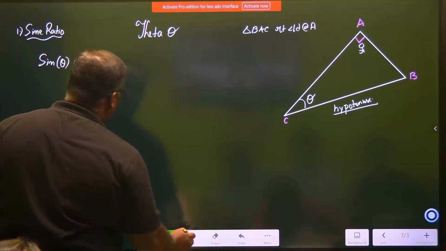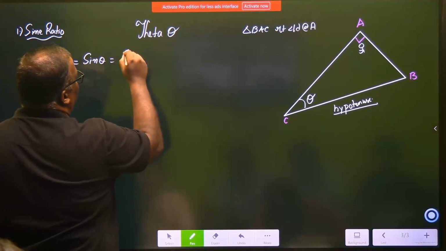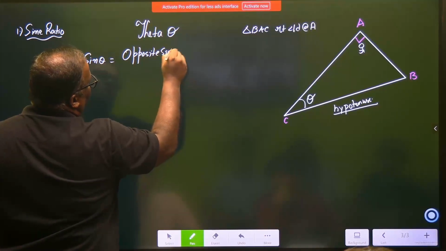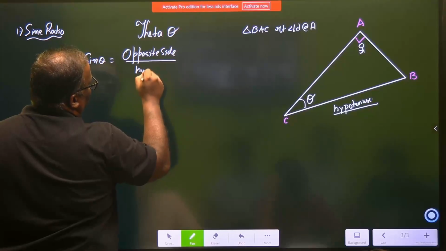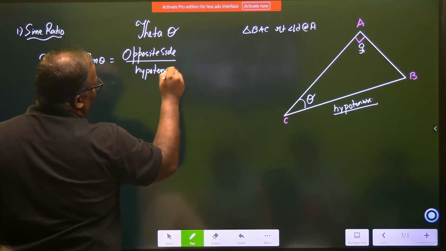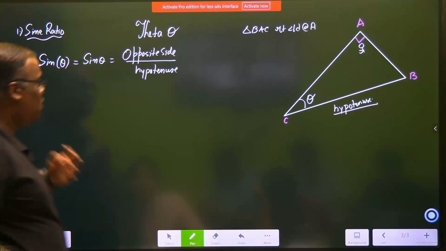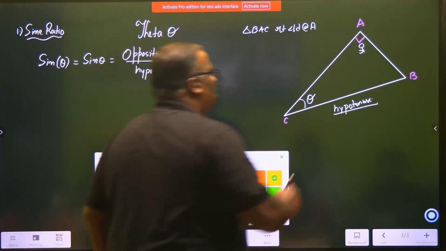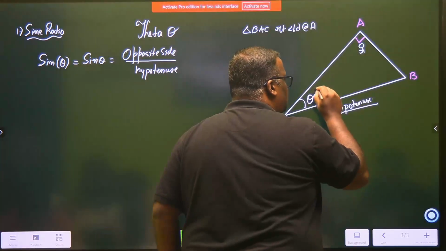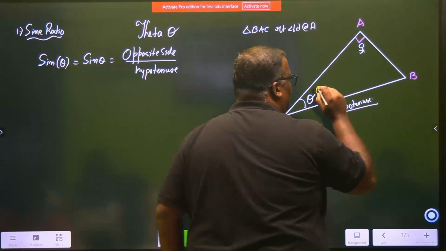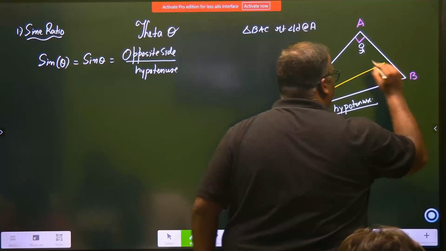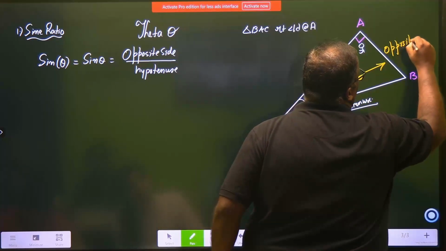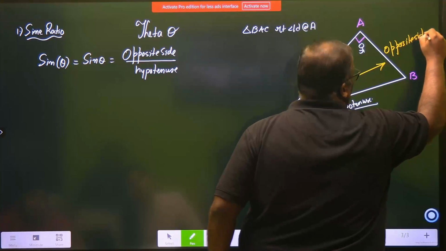Sine of theta as a ratio is said to be, the easiest way, the opposite side divided by the hypotenuse. So now the question arises, how to identify the opposite side? Once you know theta, you change your position and come and sit at theta. And whatever you see bang opposite to you will be known as your opposite side.